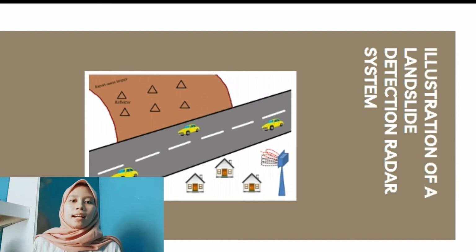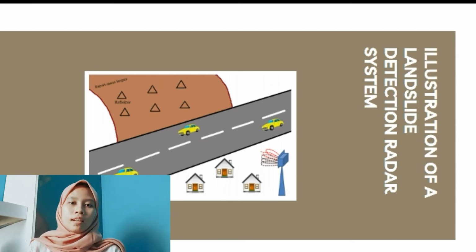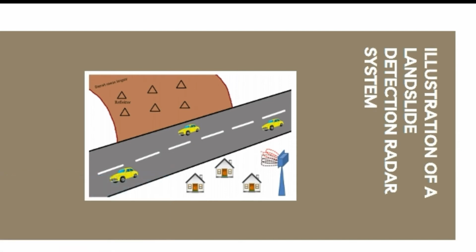To detect a landslide, a radar is needed that can cover a large area and has an antenna with a large enough gain. A waveguide-slot antenna can cover a large area and produce a large enough gain. Therefore, I use a waveguide-slot antenna for a landslide detection radar.